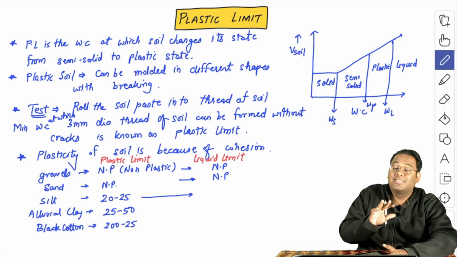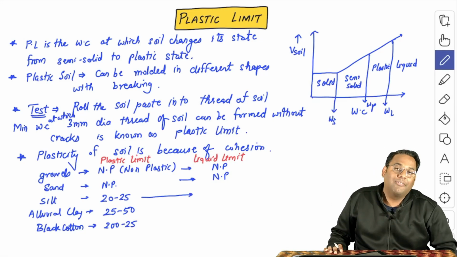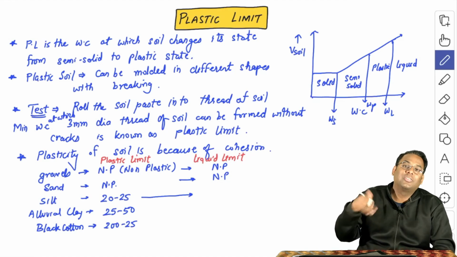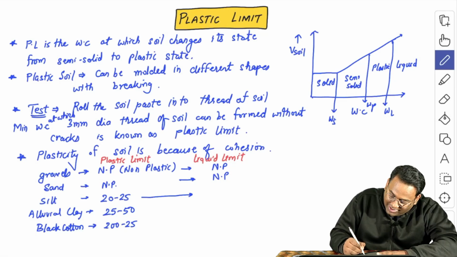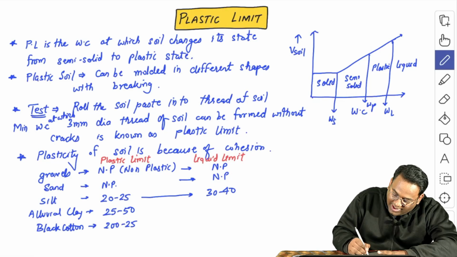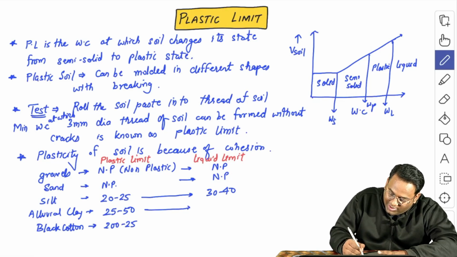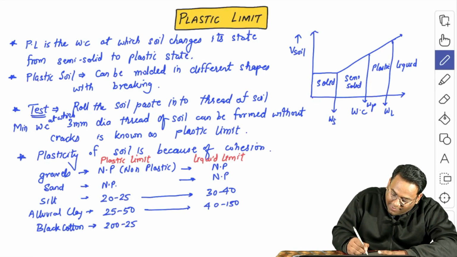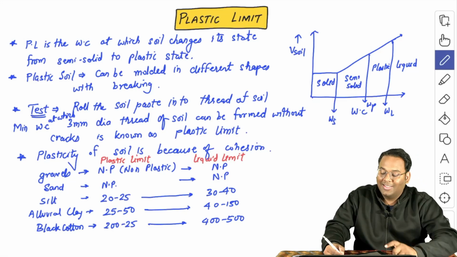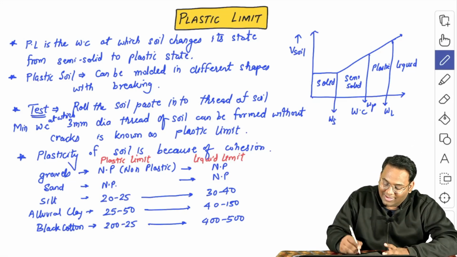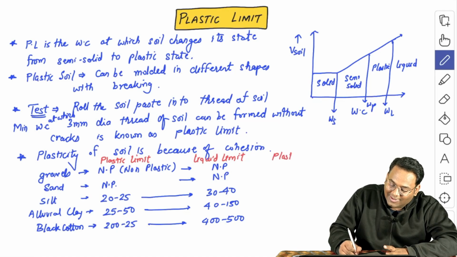So if I am talking about silt, see, actually liquid limit is not defined for the gravel and sand because those are bigger than 425 micron. So the value of liquid limit for the silt is around 30 to 40. Whereas for the alluvial clay, this value is around 40 to 150, and for the black cotton soil, this value is about 400 to 500. Fine. Whereas another term we define here is the plasticity index, that I am going to define here only in this lecture.